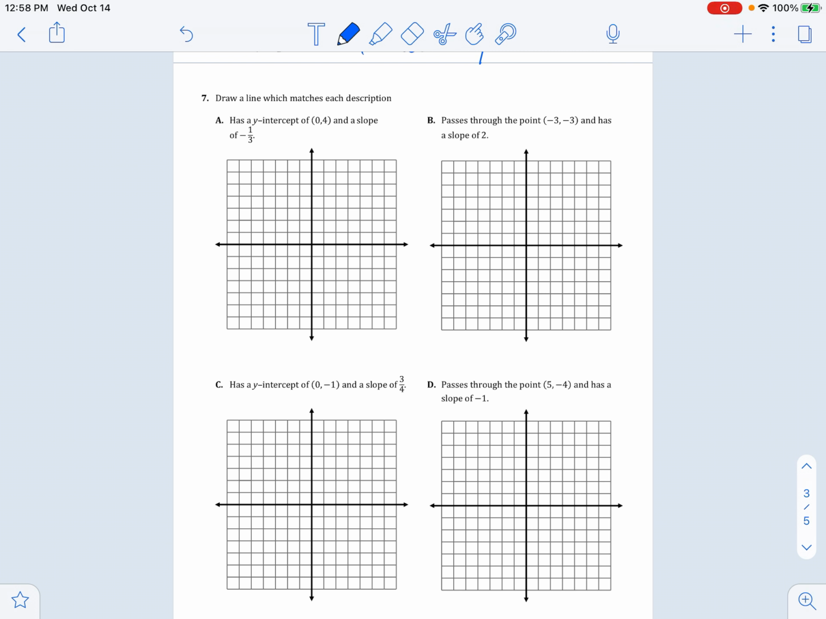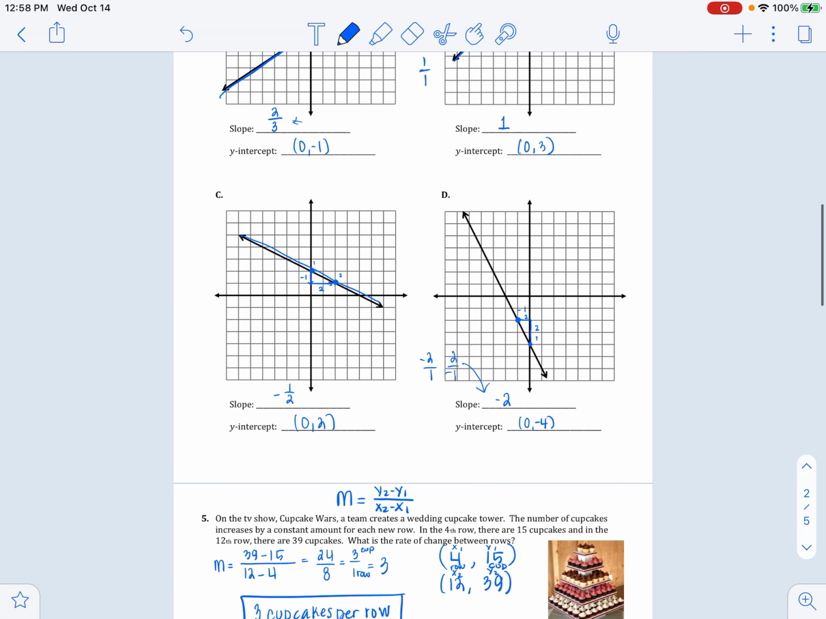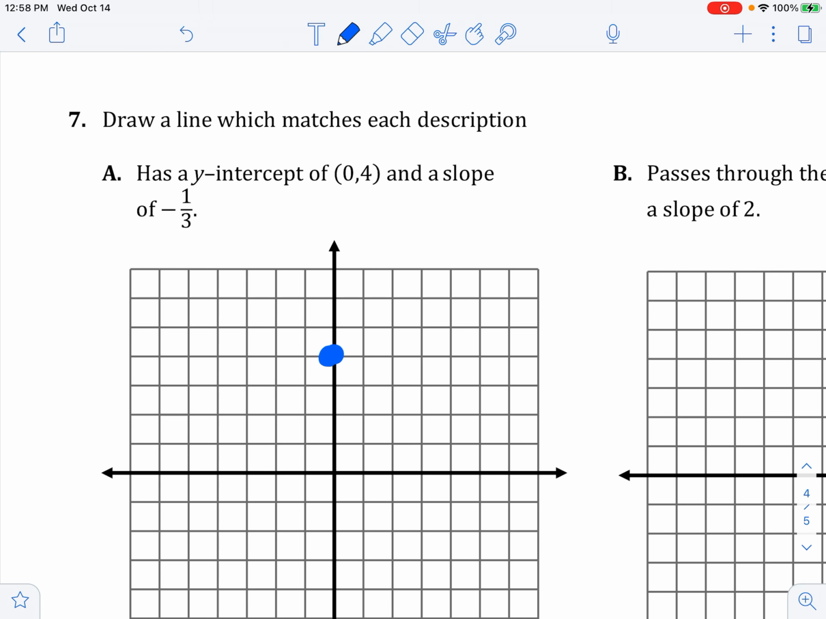Okay, the last part of what we're doing today is we are going to draw a line that matches the description. So instead of me giving you this information and then you giving me this information, we're working backwards, okay? All right, so we are drawing a line for A that has a y-intercept of 0, 4. So I'm going to start off by drawing a point right there. And a slope of negative 1/3.